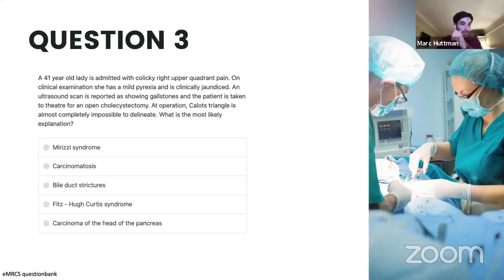So question 3, a 41-year-old lady is admitted with colicky right upper quadrant pain, similar to our lady from the first case that we did at the beginning of the session. On examination, she has mild pyrexia and is clinically jaundiced, again similar to the one we talked about. An ultrasound scan is reported as showing gallstones, and the patient is taken to theatre for an open cholecystectomy. So far, so normal. At operation, Calot's triangle is almost completely impossible to delineate, and we talked about what Calot's triangle is a little bit earlier. What's the most likely explanation?